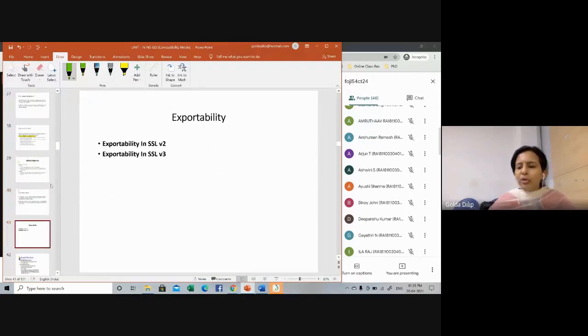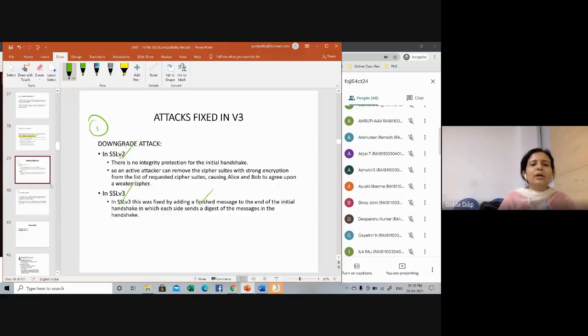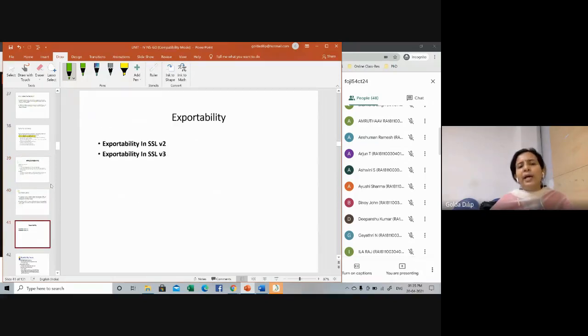Next are the other two attacks which are taken care of in SSL version 3. Next is exportability. At some point during the lifespan of your SSL certificate, it may be necessary to export it from a server, or across various platforms. This is all about export control: what are the rules, regulations, stipulations, and government policies? Generally it's the US which decides the policy, which is followed by all the countries.